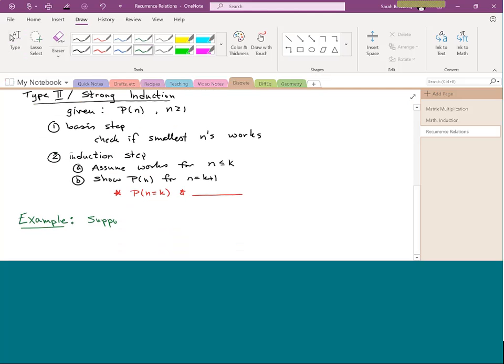So suppose you have a sequence, and the sequence's formula, or its closed form, is given by the formula a_n equals 3a with the subscript n minus 1 plus 4 times a with the subscript n minus 2. And we are told that the first two entries of the sequence are 3 and 2.